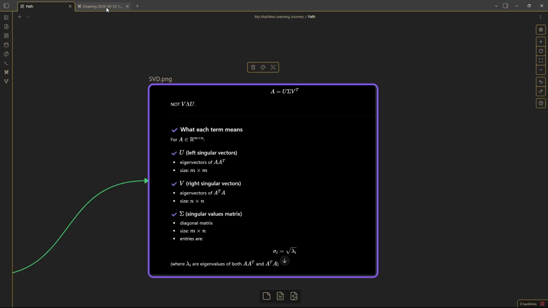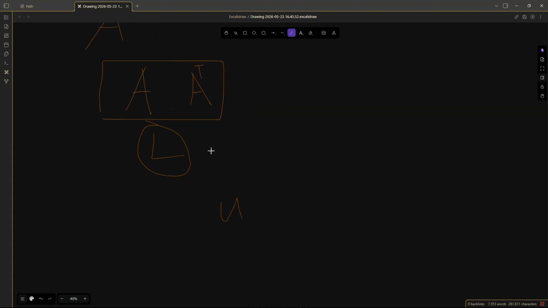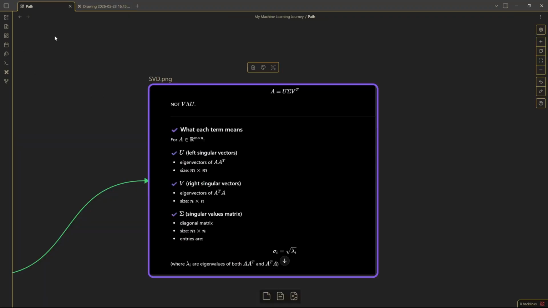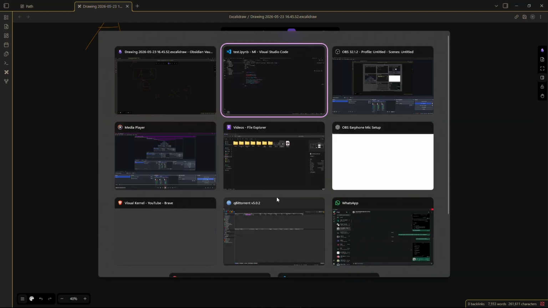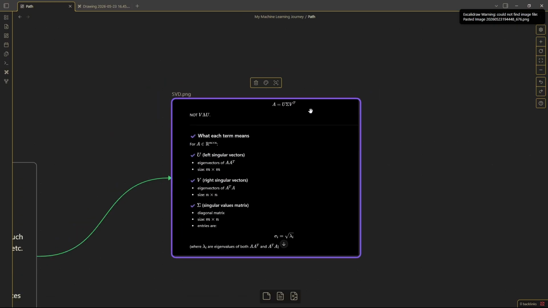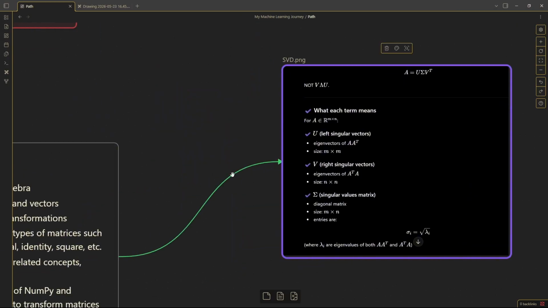And this sigma sign is a matrix of the same size as A. It has the same dimension as A, but it's a special kind of matrix. It is going to have the singular values in descending order. I'm repeating, descending order, and the rest of the entries will be zero. So these are the special properties of the SVD, and that's what I learned.